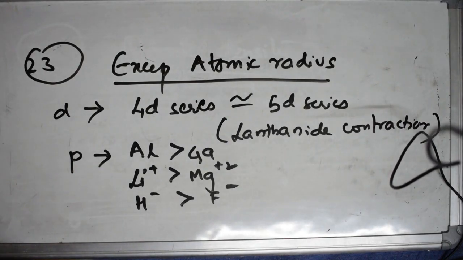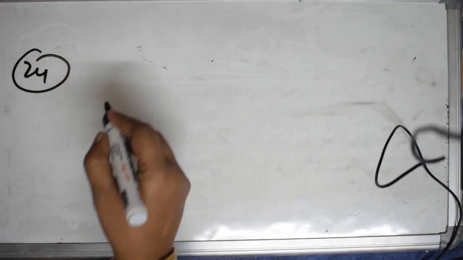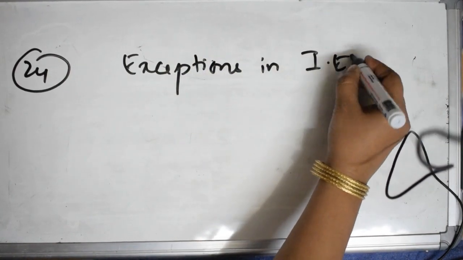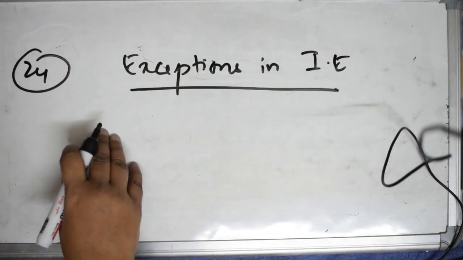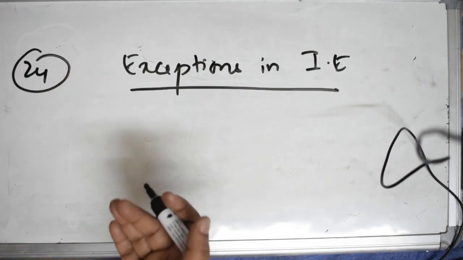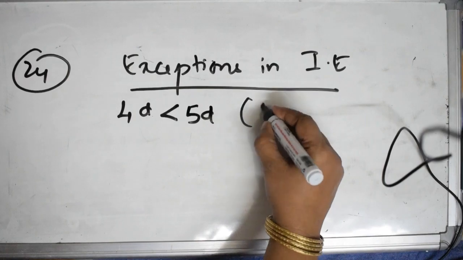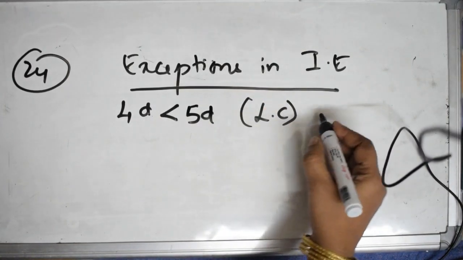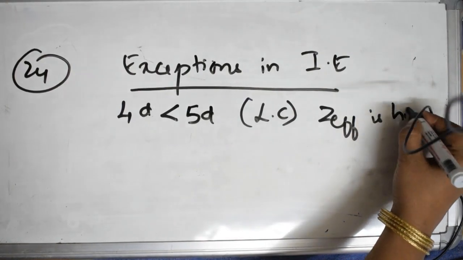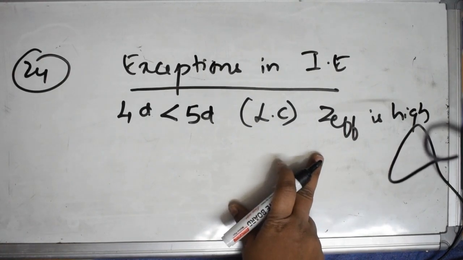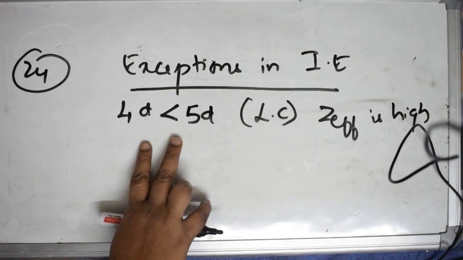Now if I have to speak of the exceptions in the case of ionization enthalpy, let us take that. So in the 24th trick, exceptions in ionization enthalpy. IE means ionization enthalpy. Remember, students, in terms of the d block elements, again 4d is less than 5d. Why? Because of lanthanide contraction. And what is happening here, the Z effective or the effective nuclear charge is very high in this case. Because of this contraction, the nucleus pulls the charge closer to the nucleus, with ineffective shielding. That's why 4d ionization energy is less than 5d.